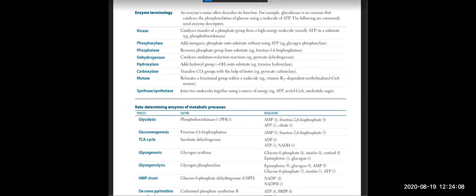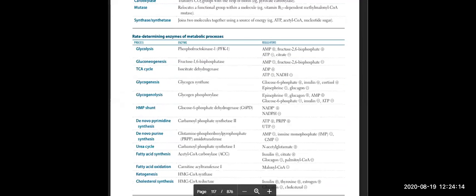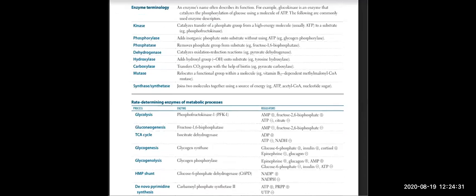Similarly, we have done a few of the rate limiting enzymes yesterday. Up till glycogenolysis, the first 5 we have done, and from today we will see HMP shunt to cholesterol synthesis. So first of all, let's discuss the remaining enzymes we have been left with.